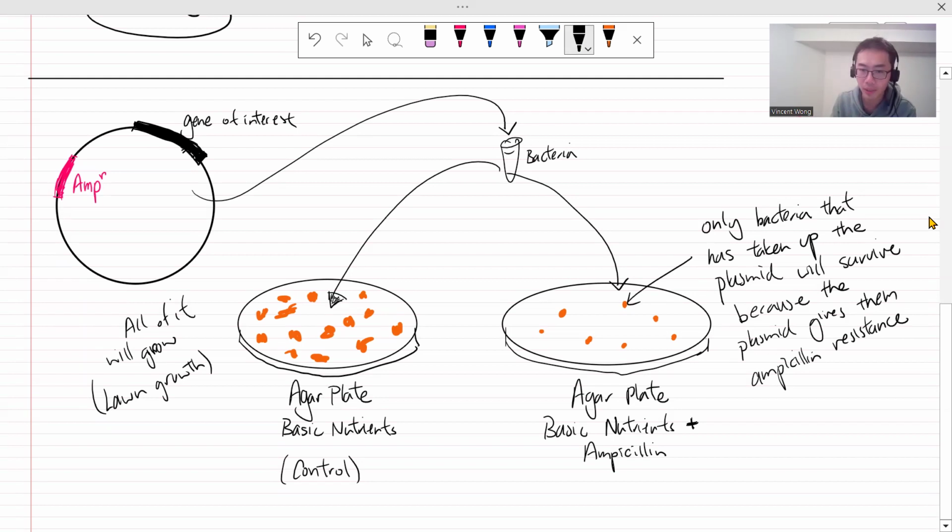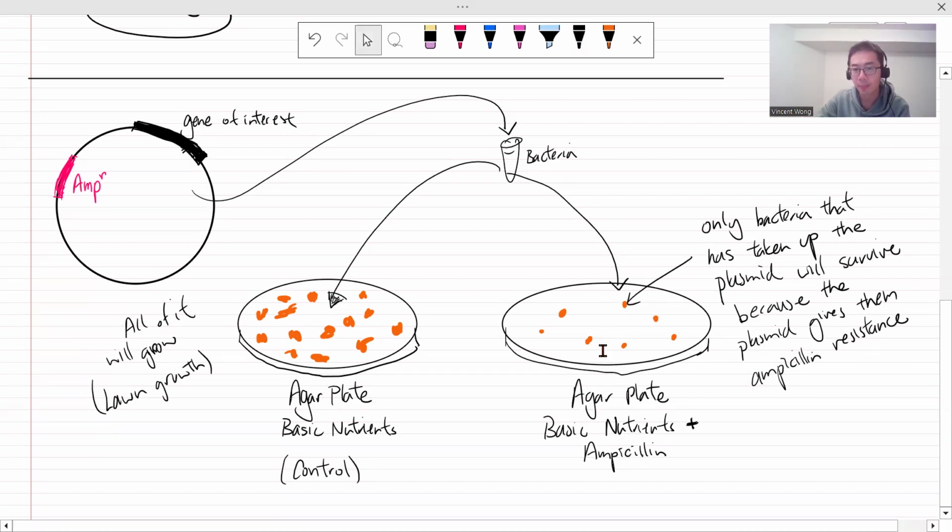And that's how we know. The only thing that's growing here are the ones that have accepted the plasmid. If they accept the plasmid, they have resistance to ampicillin, allowing them to grow. But more importantly, they have the gene that we want them to translate. These are the ones that will help us produce, for example, insulin.